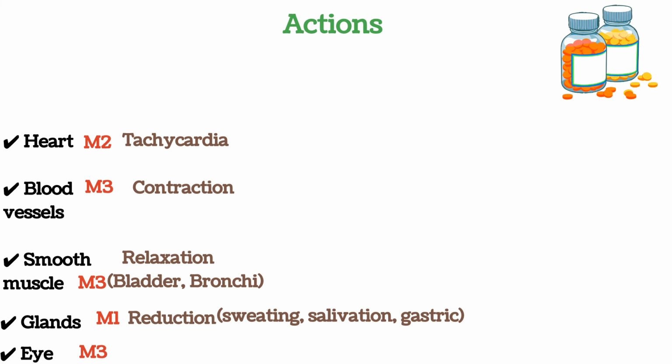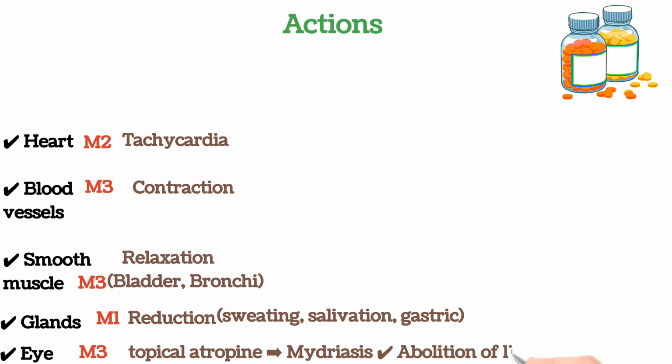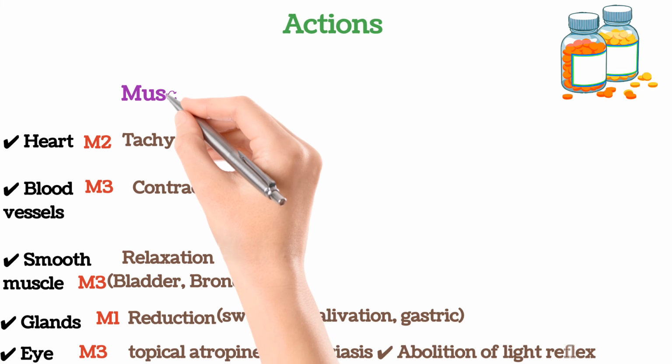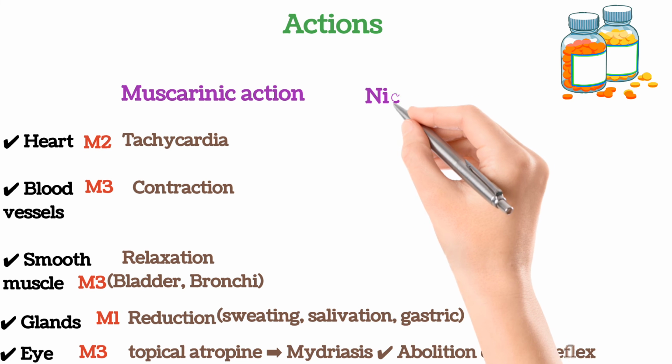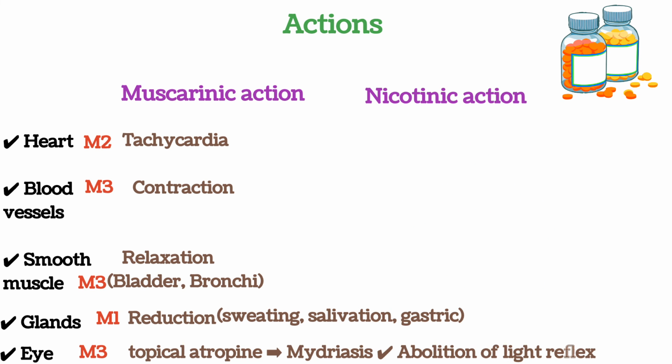And in eye, there it was miosis, so here it will cause mydriasis. So topical atropine is generally used to cause this mydriatic action, which helps for abolition of light reflex. For abolition of light reflex, atropine is used as mydriatic. So we have discussed this muscarinic action.